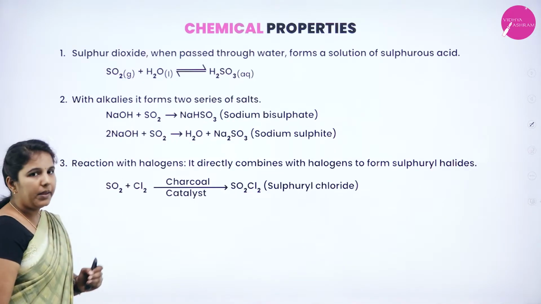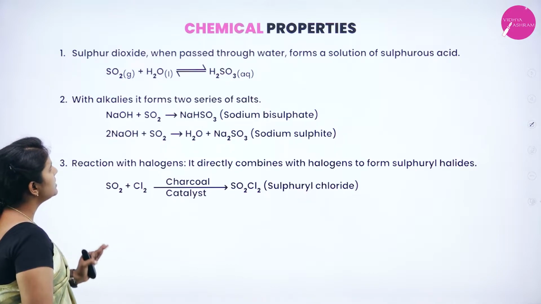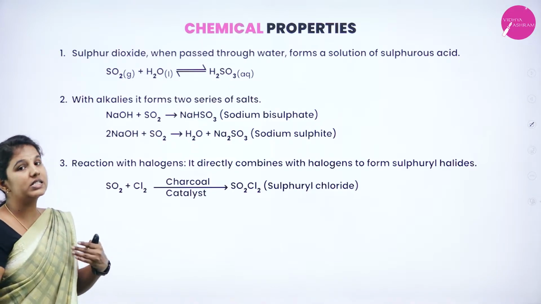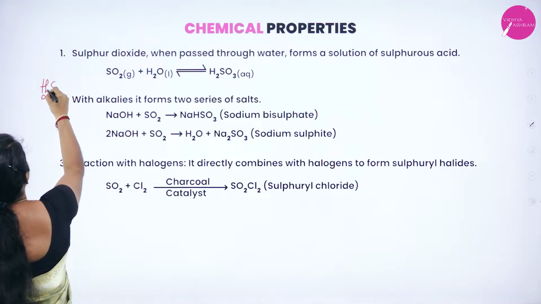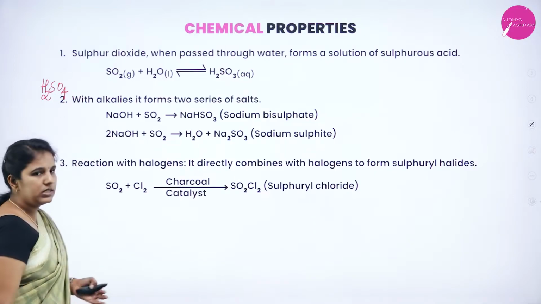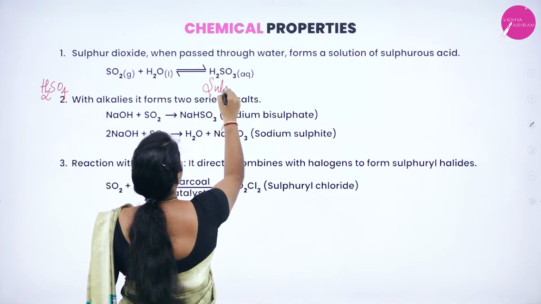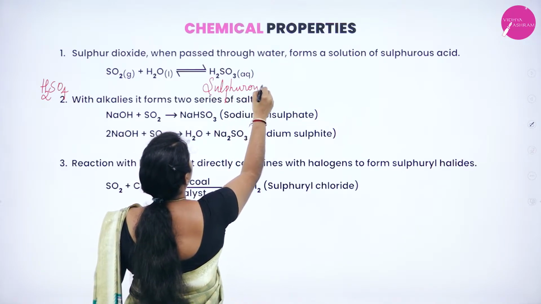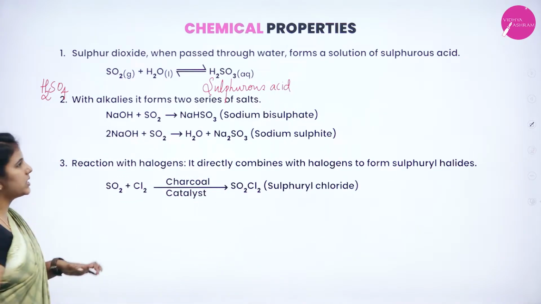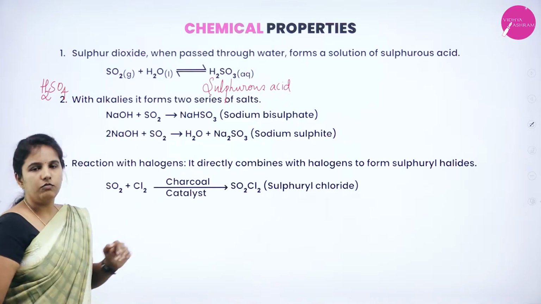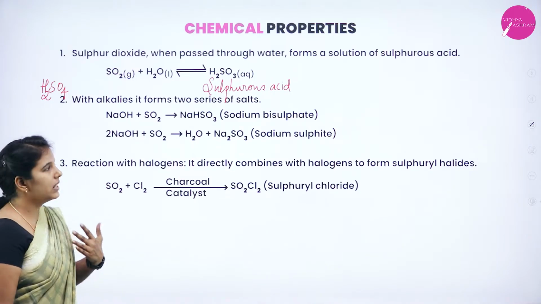Next, we have the chemical properties of sulfur dioxide. When sulfur dioxide is passed over water, what does it form? Sulphurous acid. We know that sulfuric acid is H2SO4, and if you reduce one oxygen, it becomes what? Sulphurous acid. So, how can we prepare sulphurous acid? Simply by passing the sulfur dioxide gas into water to get sulphurous acid.